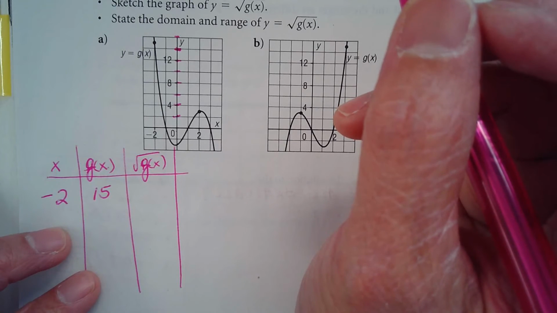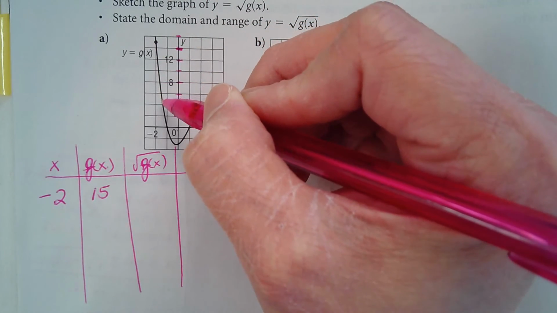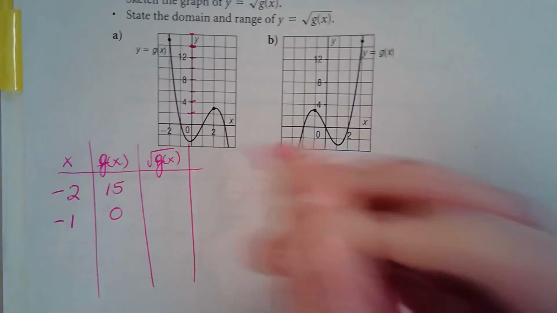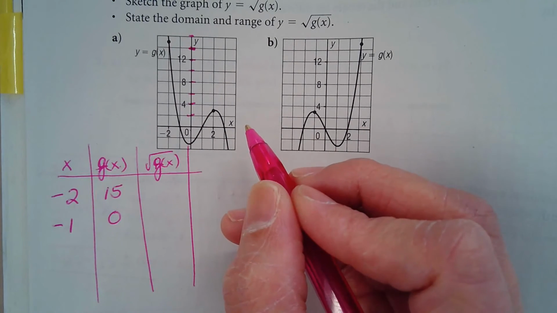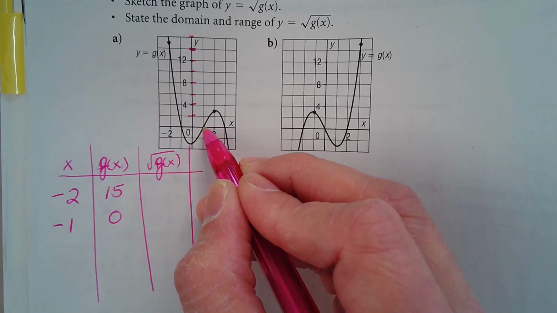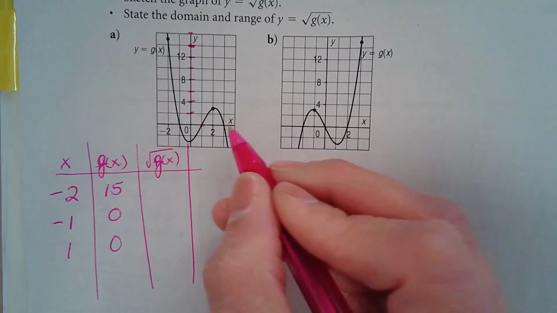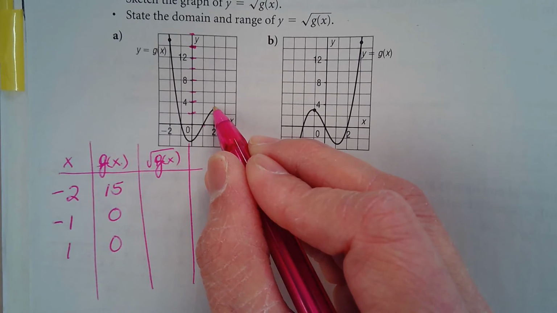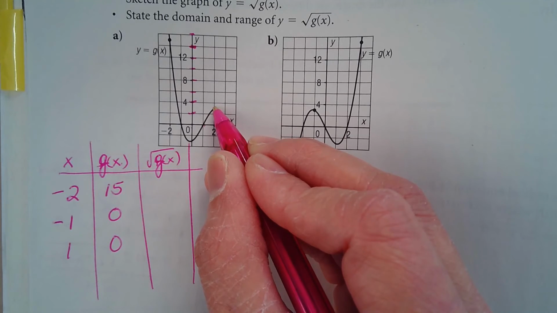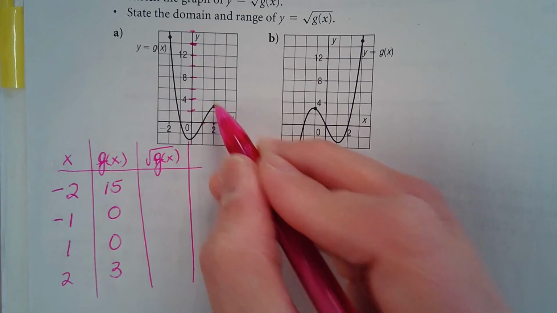Okay, what else do you see in here? Yeah, -1, 0. Okay, what else do you see? 1, 0. And then 2. What is this? 2, 3. Because remember, it goes up by 2's.